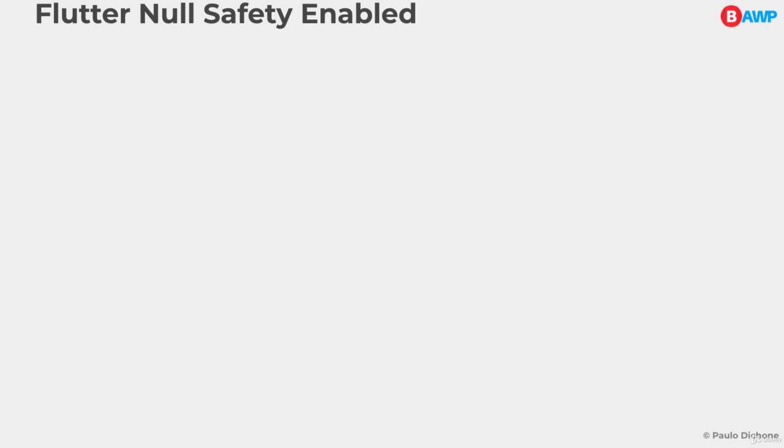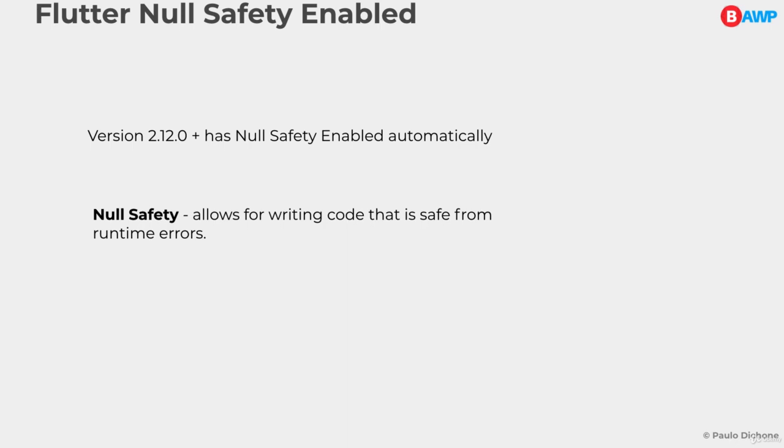Okay, so the idea here is that for version 2.12 on, null safety is enabled automatically. So what is this null safety thing? In a nutshell, there's more to it, obviously. Null safety allows for writing code that is safe from runtime errors. So it protects you, the developer, and also the user from having applications that end up being shipped with unknown runtime errors. Okay, so it's a really good feature.